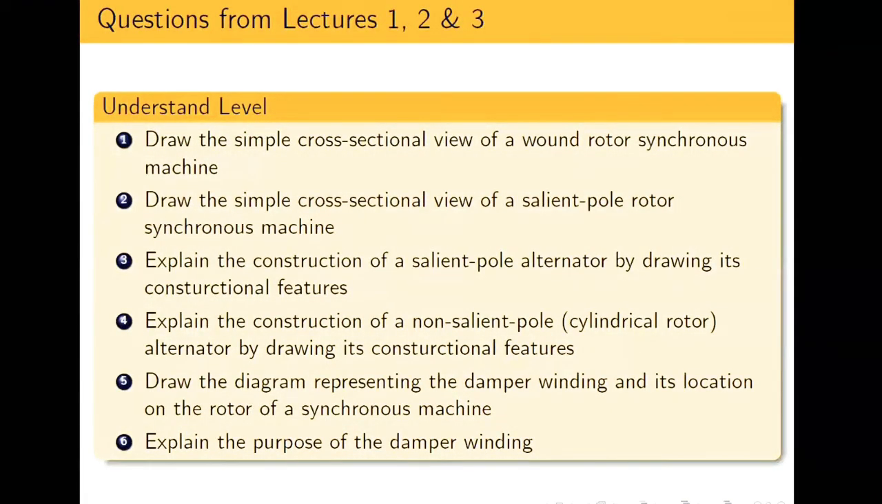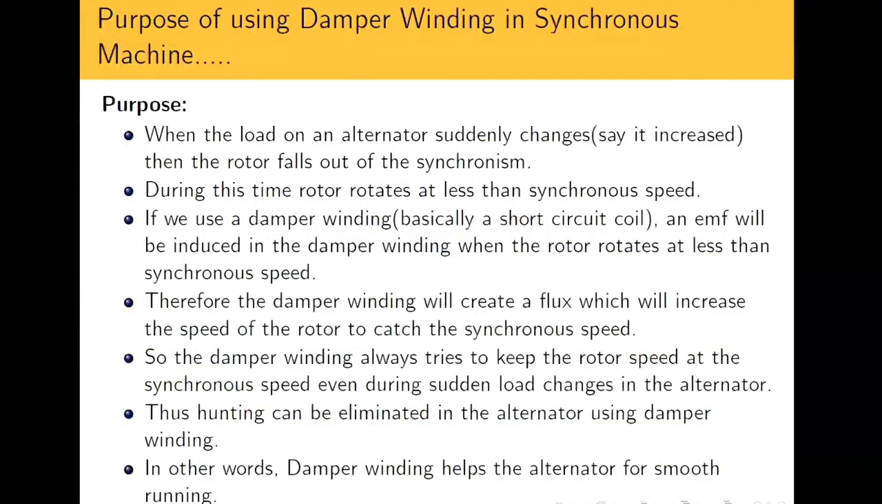Explain the purpose of damper winding. Again, we have the explanation. We know when the load on an alternator suddenly changes or increases, let us say, then the rotor falls out of synchronism, that is, the rotor speed reduces. When the rotor rotates at less than synchronous speed, the damper winding comes into the picture.